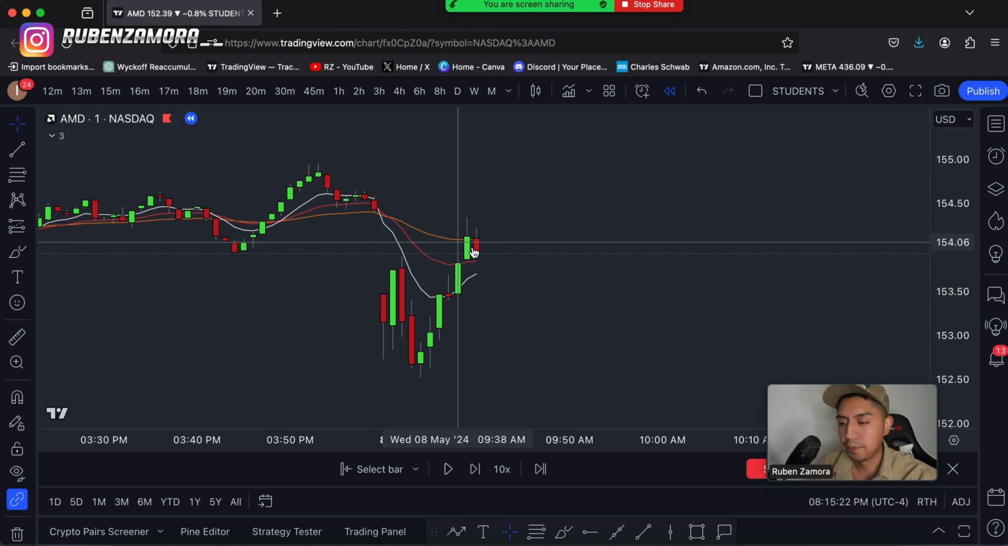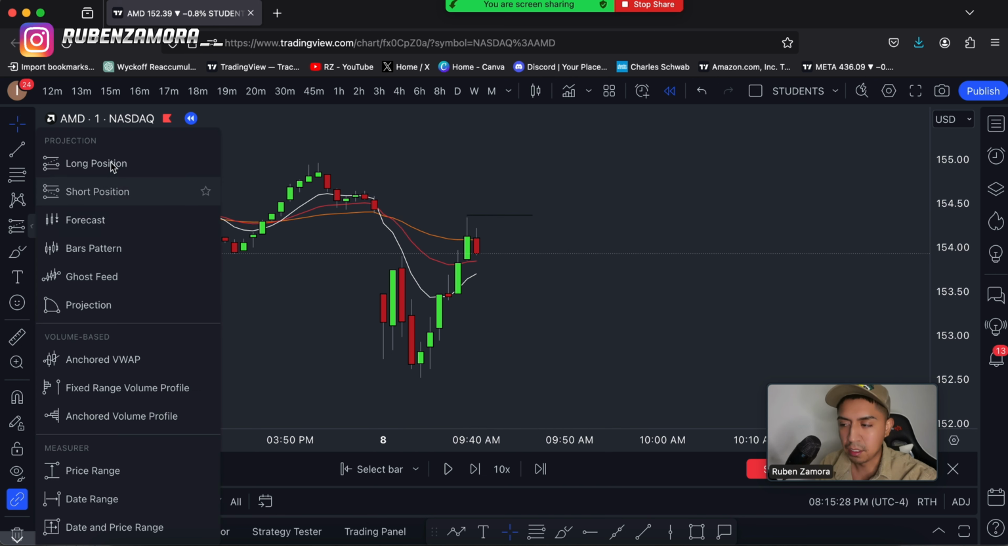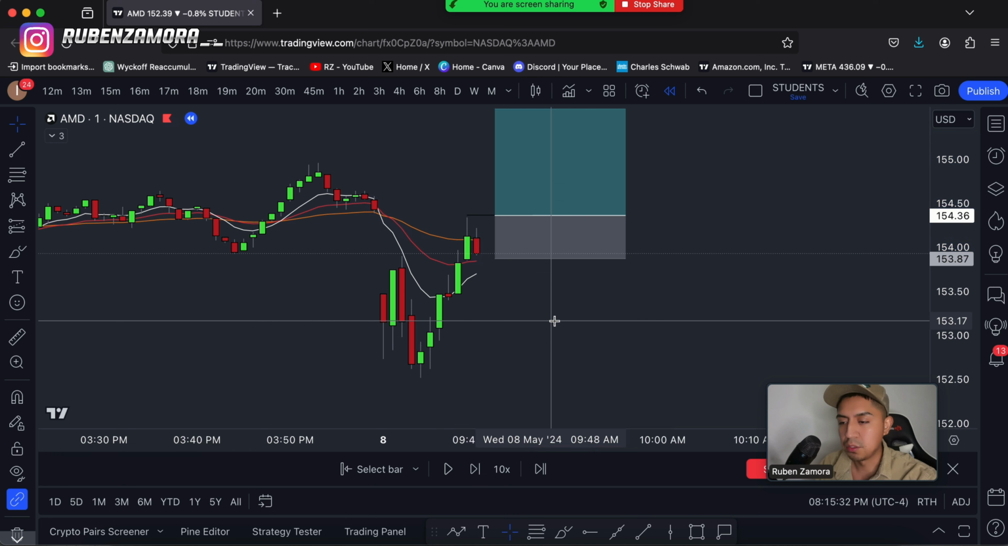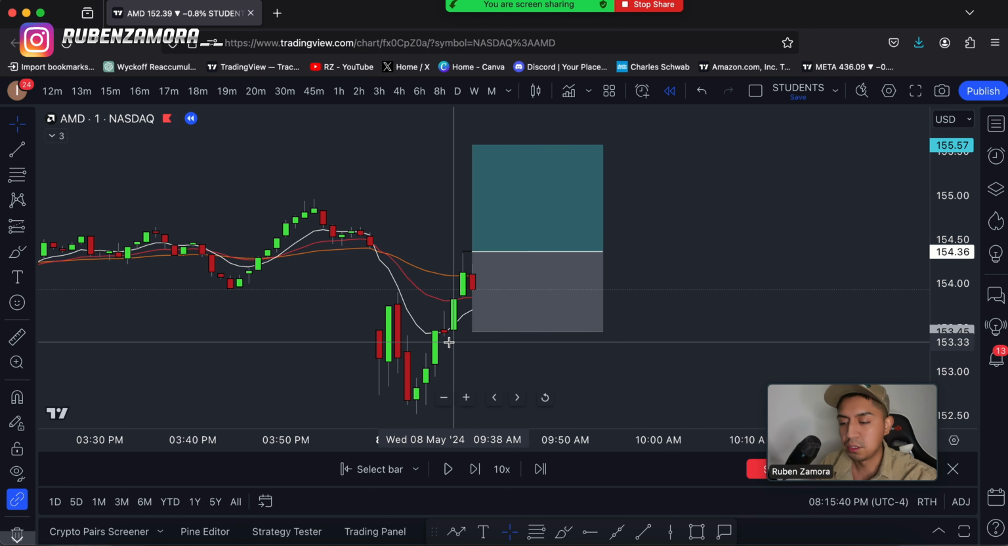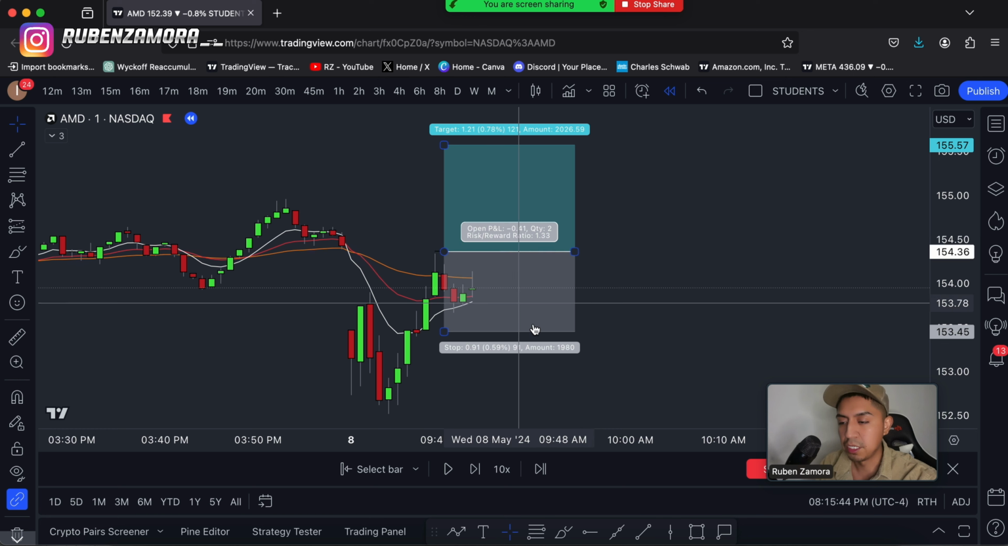Look at right here. This right here is a nice area that gave me a pullback right back down into the EMA, and I can start looking for a long position right above here. And this is what we're using as a trend reversal strategy by using these EMAs. So let's see if we get a nice +1 trade, and let's see if this is a nice move. So nothing yet. We want price to break above here.